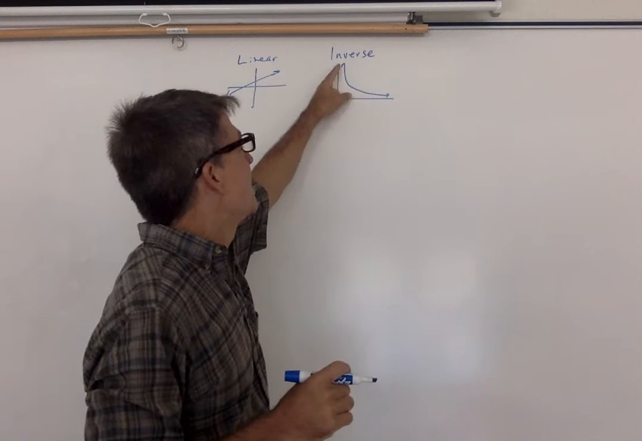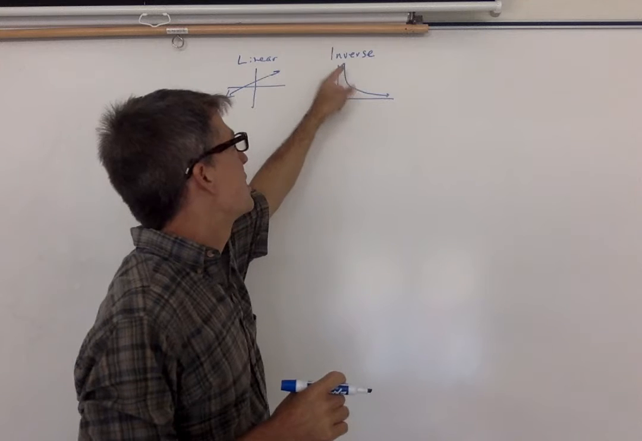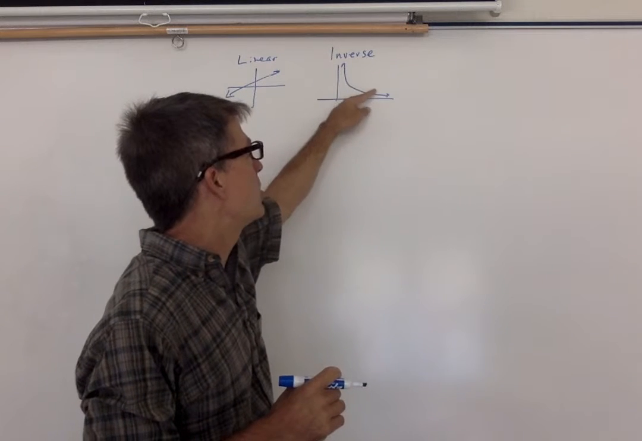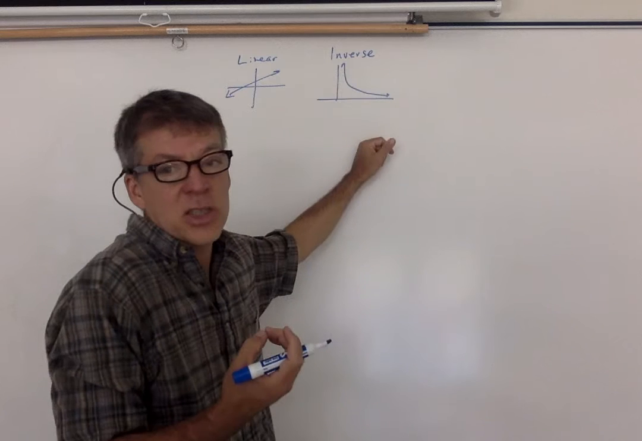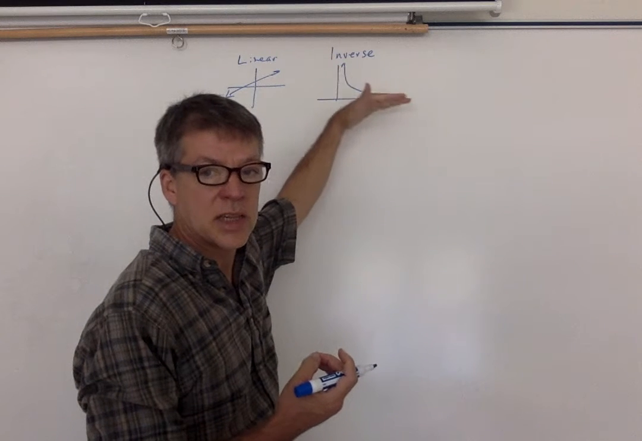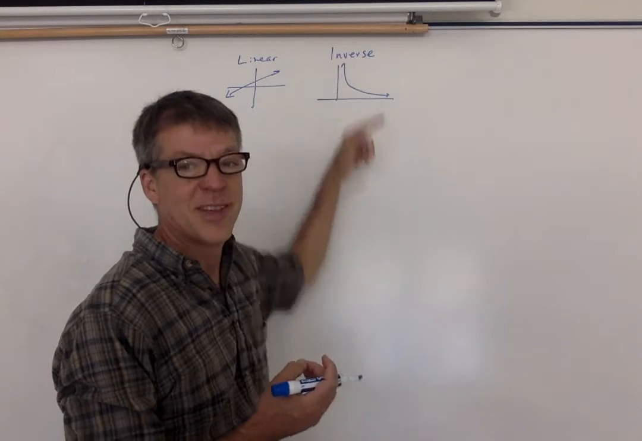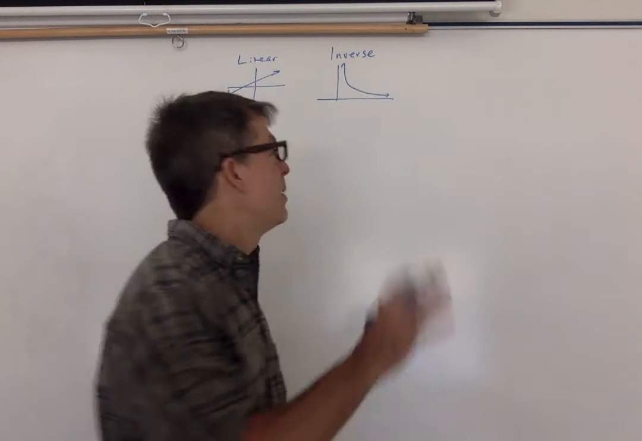So this, I kind of think of them as coming in for a landing, because you see how this line just coasts towards the x-axis. It never actually touches it, but it coasts to the x-axis, okay? So it's coming in for a landing. That means inverse. That's a way to keep it straight.